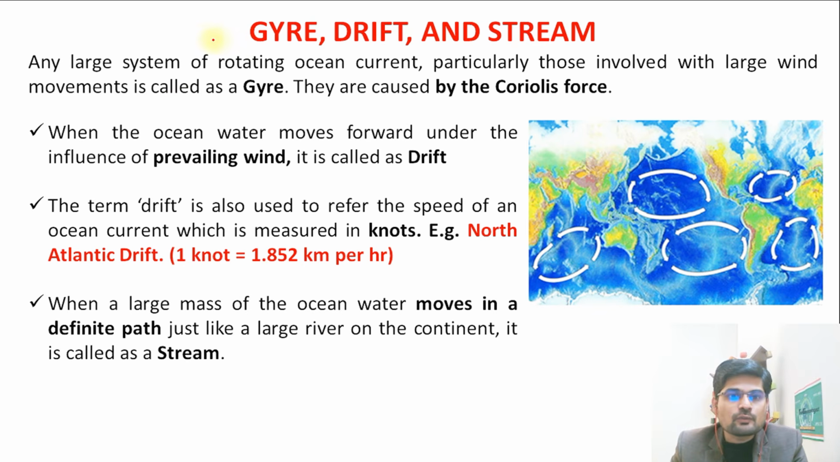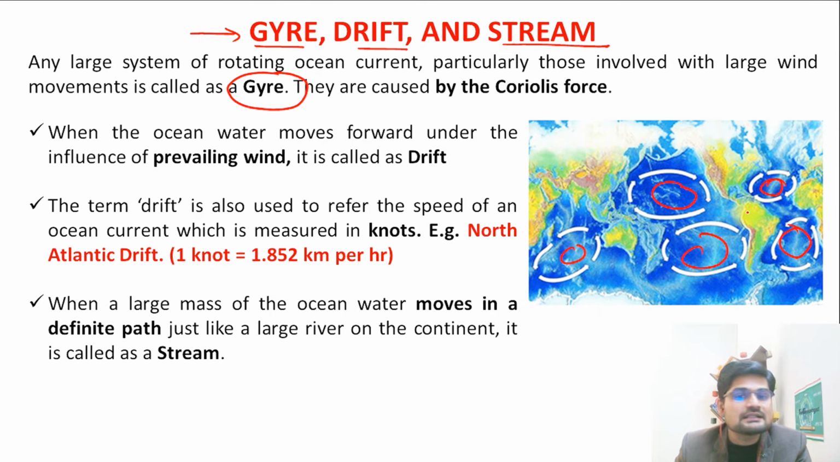Now let's understand a few more terms associated with the formation of ocean currents, that is gyre, drift, and stream. So what is the difference here? Any large system of rotating ocean current, particularly those which are involved in large wind movements, are called gyre. These gyres are exactly like whirling actions. Now if you look into this image, this is a whirl or kind of a circle that is created. This is called gyre, and they are caused mainly by Coriolis force, as we know.